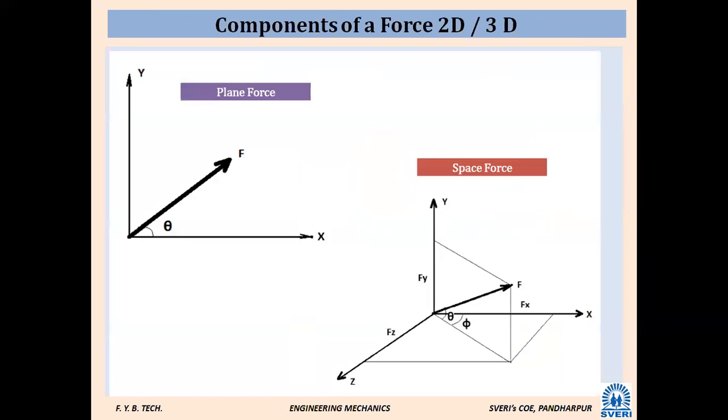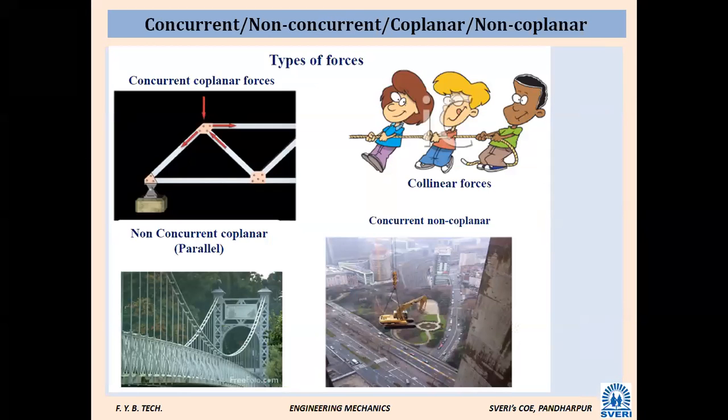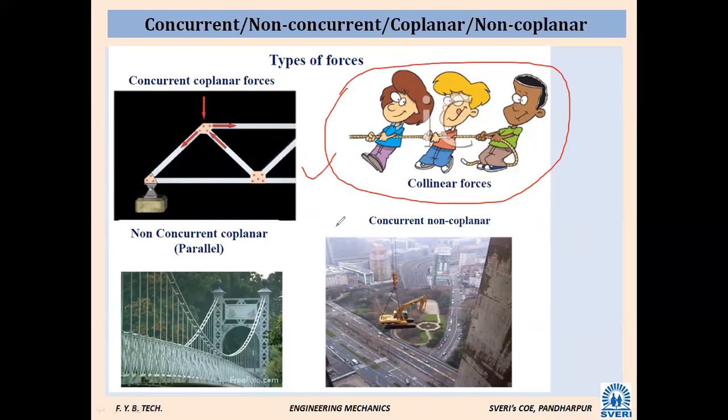Further types of forces are there, in that we will see. We have seen concurrent forces. One more type is there. It is called as collinear forces. Have you seen this activity? You might have seen in your high school life, etc. What it is called in Marathi? In Marathi, it is called Rassikhench. In English, tug of war. Very good. Tug of war.